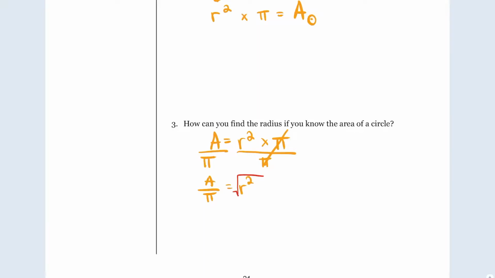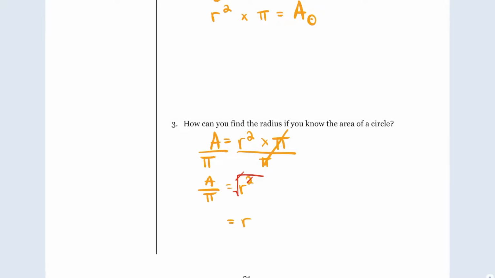This fancy looking symbol is not a division symbol. It's a square root sign, okay? We're going to take the square root. What this symbol does is it actually gets rid of that exponent for us. So the square root and the exponent cancel each other out, and we are left with what we need, which is r.